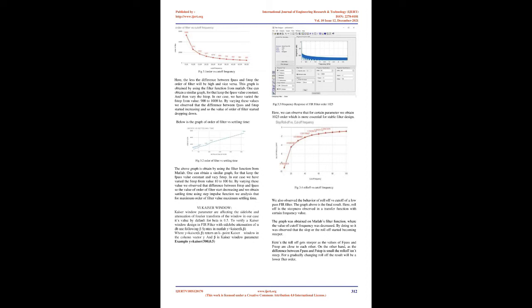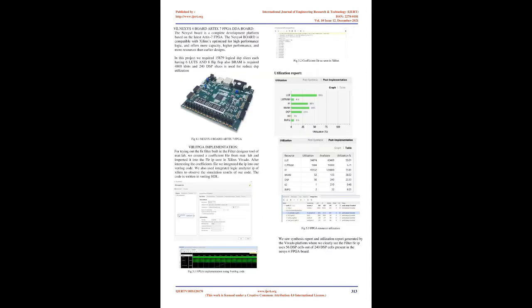Below is the graph of order of filter versus cutoff frequency. Here, the smaller the difference between pass and stop, the higher the order of the filter, and vice versa. This graph is obtained by using the filter function from Matlab. One can obtain a similar graph by keeping the pass value constant and then varying the stop. In our case, we varied the stop from 900 to 1000 Hz. By varying these values we observed that the difference between pass and stop started increasing, and so the order of the filter started dropping down.